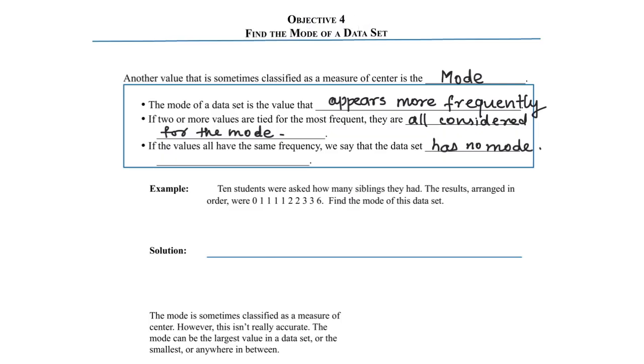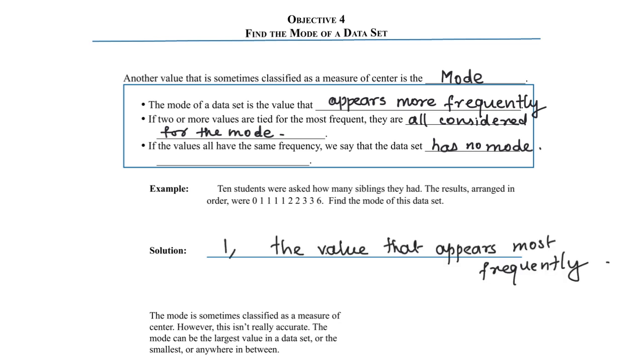Objective 4, find the mode of a data set. The mode of a data set is the value that appears most frequently. If two or more values are tied for the most frequent, they are all considered the mode. If all the values have the same frequency, then that data set has no mode. In this example, we need to find the mode. So, if you count, 1 appears more than 0, 2, 3 and 6. So, 1 will be the mode.